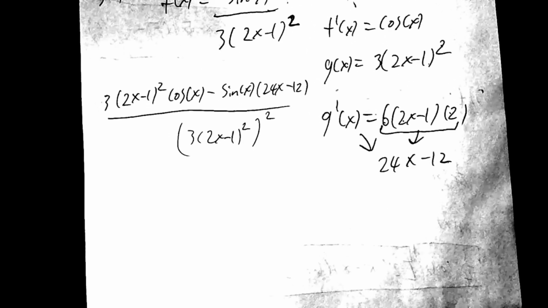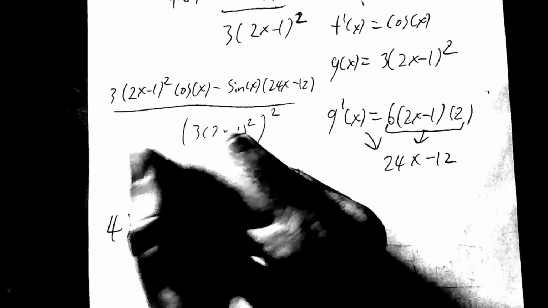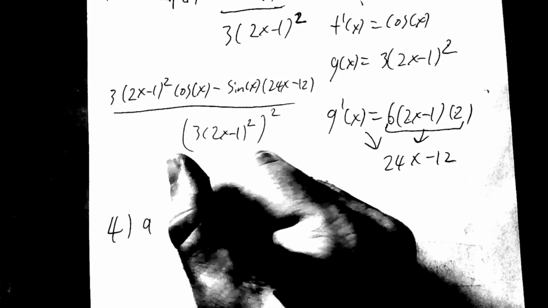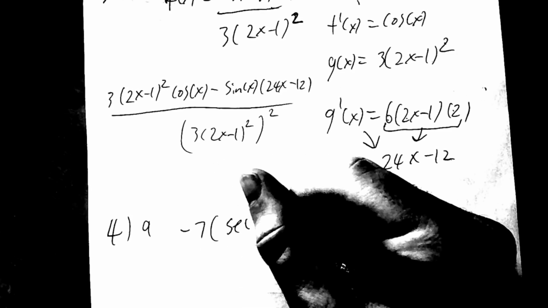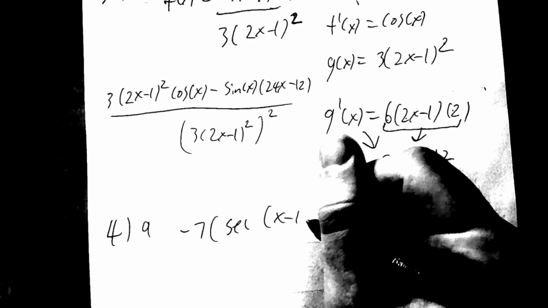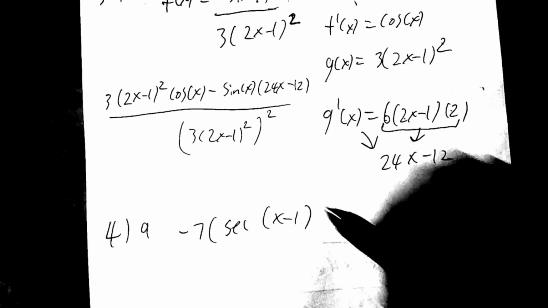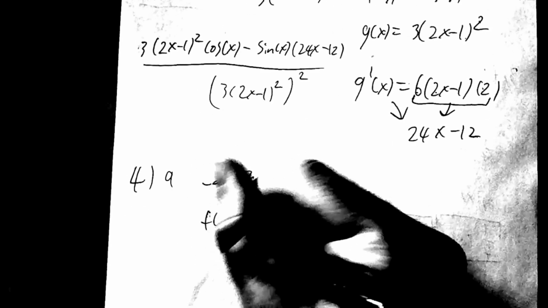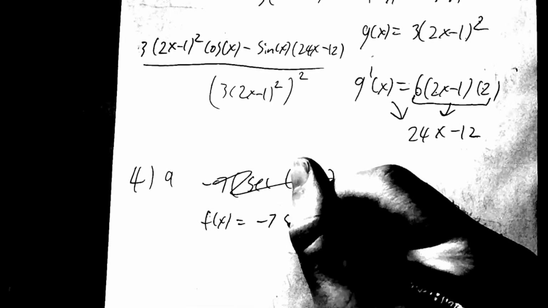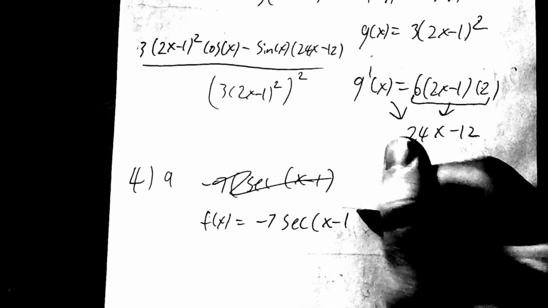All right, we got some trig derivatives for number 4. For A, negative 7 secant x minus 1. That parentheses does not need to be there. I'm going to rewrite it. F of x equals negative 7 secant (x minus 1).